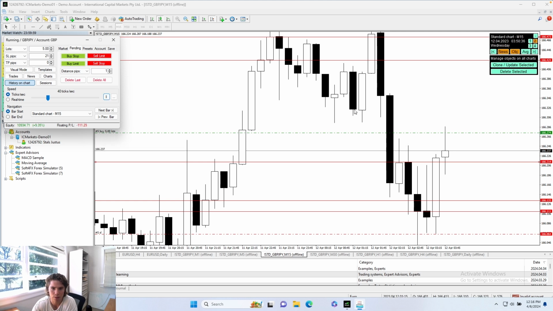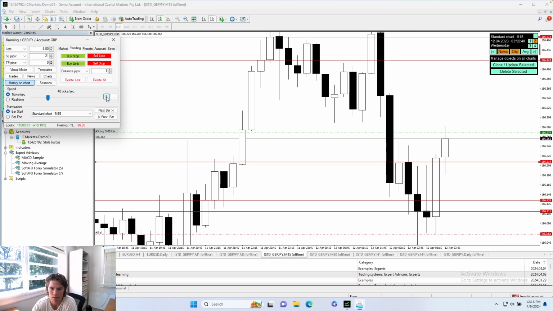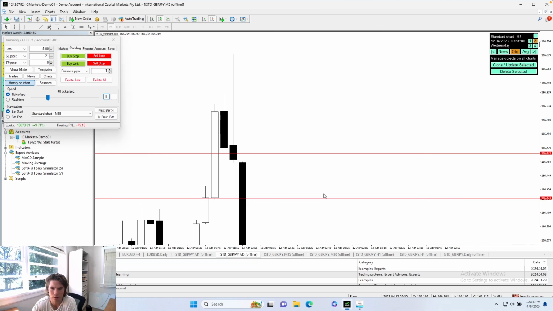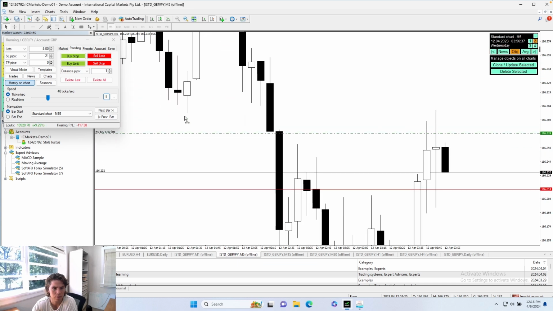So this is the level we're looking at. And if we get a closure below, we need to be very careful with how we manage risk. Doesn't really make sense for price to go down back below this level. How's the 5 looking? 5, we're battling a bit.